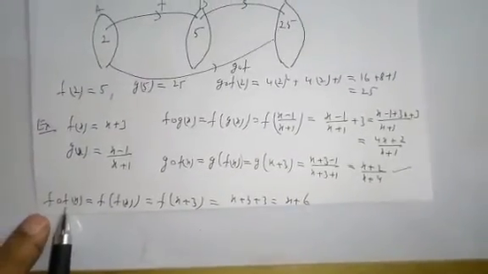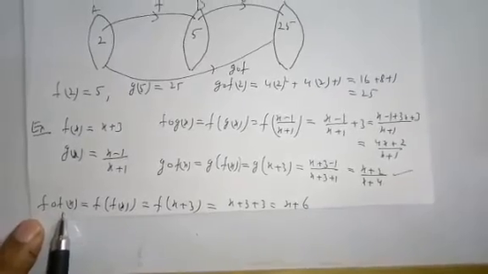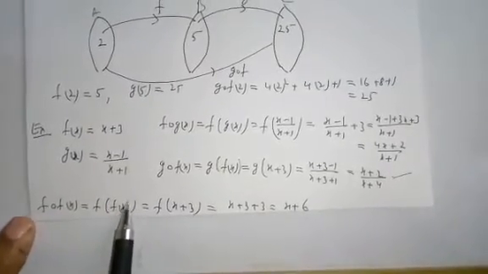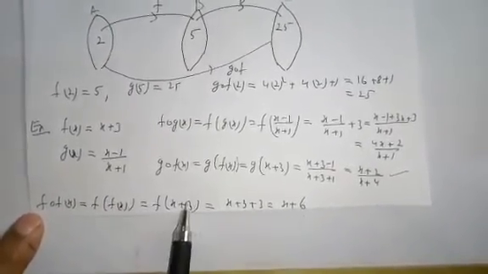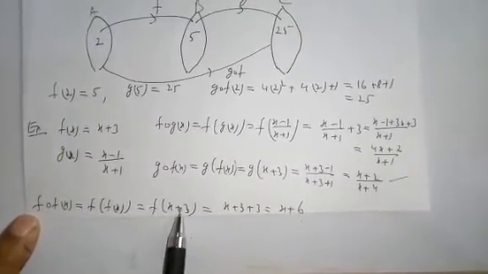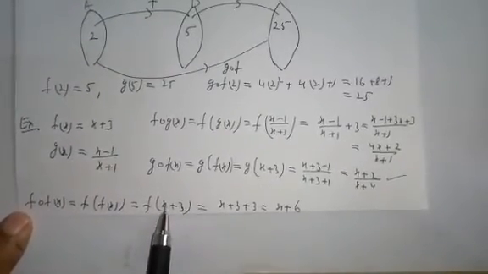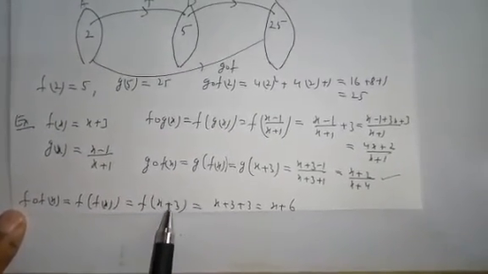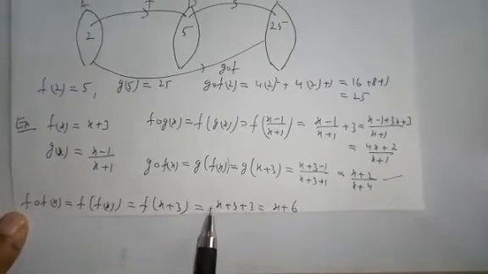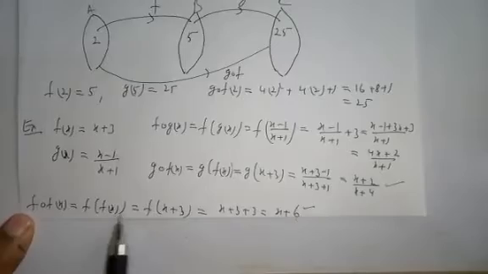Now fof means f is applied on f. So f is applied on f(x). Put the value of f(x) here, x plus 3. Again apply the functioning of f. What is the functioning of f? It adds 3 to its input. So now in x plus 3 we add 3, so it comes x plus 6. In the same way we can calculate gog also.